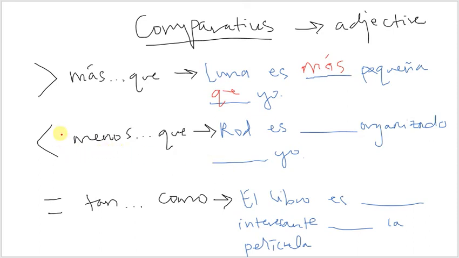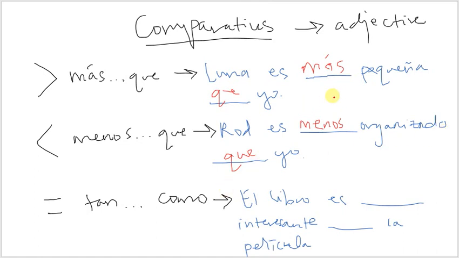Okay, and then if you want to say something is less adjective than, it would be menos que. So for example, Rod, who's my husband, es menos organizado que yo. So Rod is less organized than I am. So note here we're using the adjective, and the adjective has to match whatever we're comparing. So Luna is singular and feminine, so pequeña is going to be singular and feminine. Rod is singular and masculine, so organizado is going to be singular and masculine.